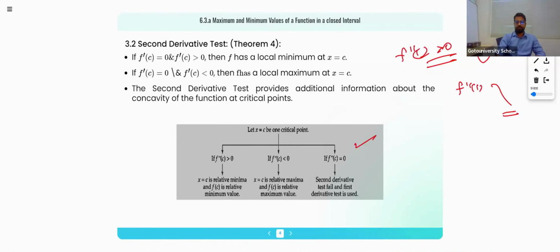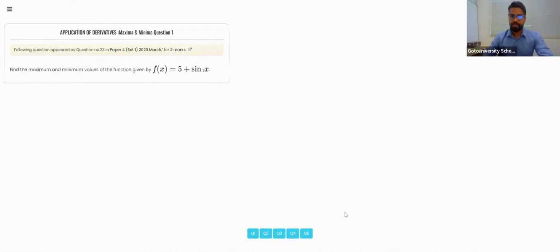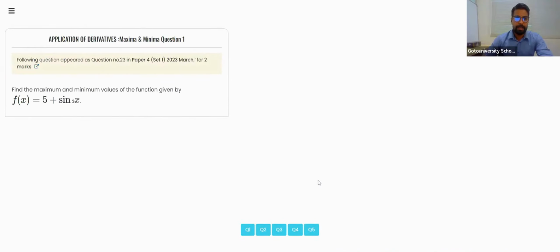Okay, so look at this. If f double dash is greater than 0, then we have a minima. If f double dash is less than 0, we have a maxima. And if f double dash is 0, then it is going to be what? The second derivative test has failed, so we cannot conclude whether it is maximum or minimum. That's what it says. Questions, let's try to solve them quickly.